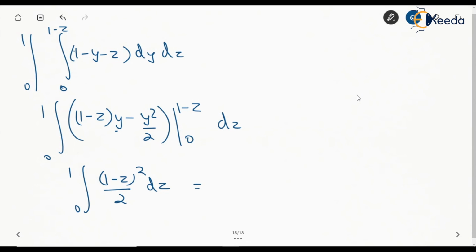The integration of this function will give you (1 minus z) cube by 2 into 3 into minus 1. Minus 1 because it is 1 minus z, and the limit 0 to 1, which will be 1 by 6 when we put this. So this will be the answer for this question.